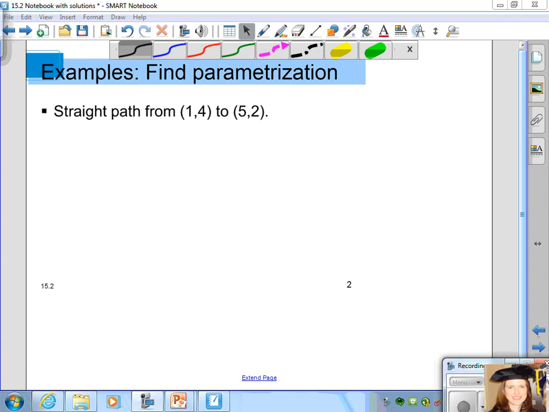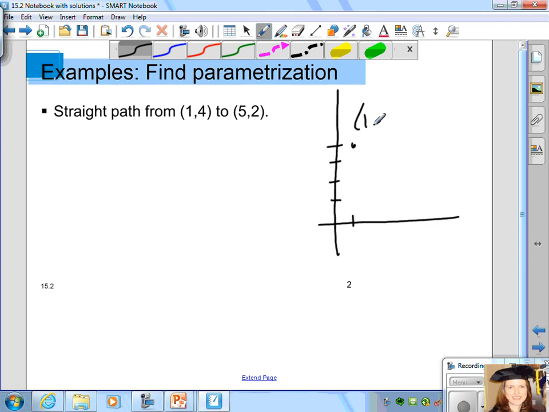All right, for this next example, we want to find a parametrization for the straight path from the point 1, 4 to the point 5, 2. So I'll begin with a quick sketch, beginning at the point 1, 4 and ending at the point 5, 2. We're going on the straight path and indicate the orientation.